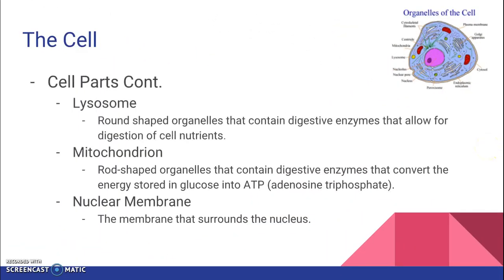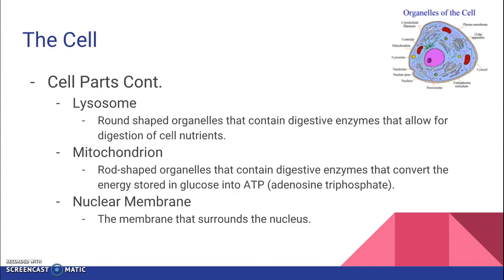So the lysosome is a round-shaped organelle, and it contains different digestive enzymes that allow for digestion of cell nutrients. So all those nutrients that we talked about in digestion are then absorbed by the body, and they are used by actual individual cells. And the lysosome is what digests those nutrients within the cell. The mitochondrion, these are rod-shaped organelles that contain digestive enzymes, and it actually converts energy that is stored in glucose into what's called adenosine triphosphate, also known as ATP.